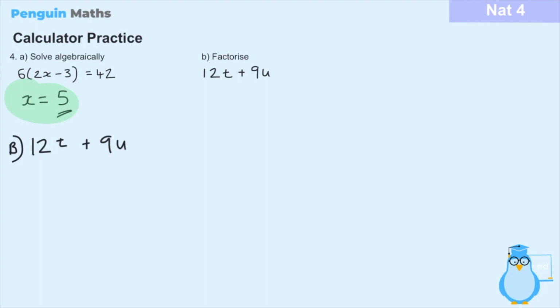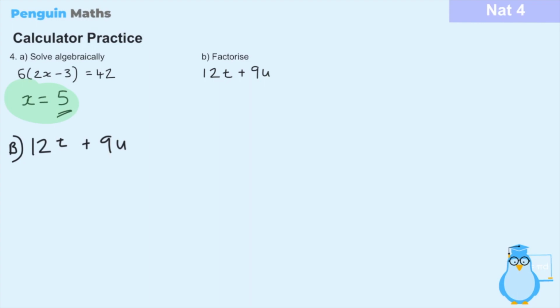And now for part B, we were asked to factorise this expression that was 12t minus 9u. And now the first thing that we always look for when we go to factorise is a common factor between terms. So a common factor between 12t and a common factor between 9u. Now we can see that both of these terms are made up of both numbers and variables. So what we have to do is look for common factors between both of them.